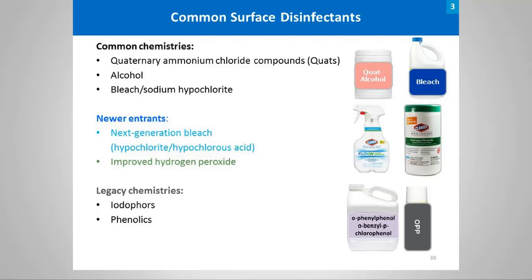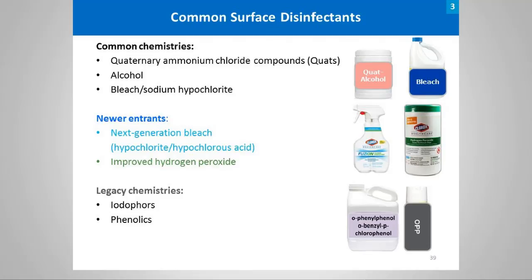Common chemistries that you'll see are often referred to as quats, quaternary ammonium compounds, alcohols, and bleach, sodium hypochlorite. Some of the newer entrants that you're going to see out there, some of the products that we use and will talk about, are new generation bleaches. Bleach has always had a bad rep because it smelled bad. It did a great job, but it destroyed equipment.